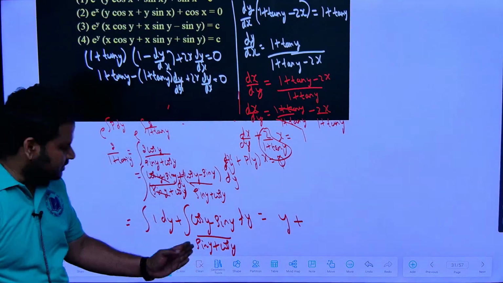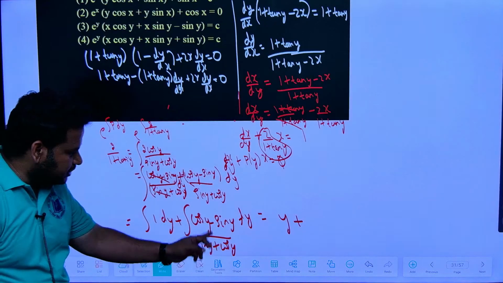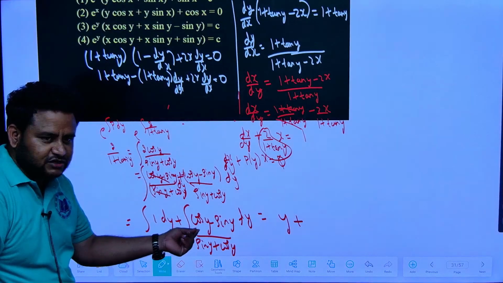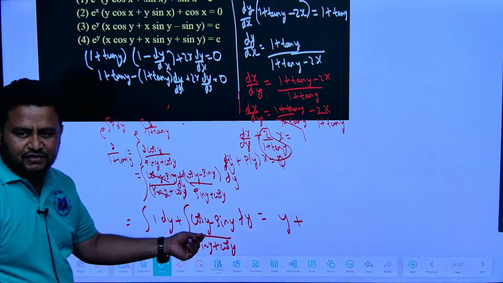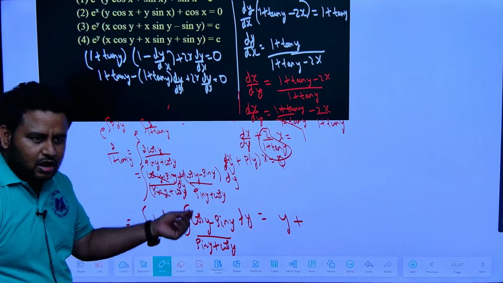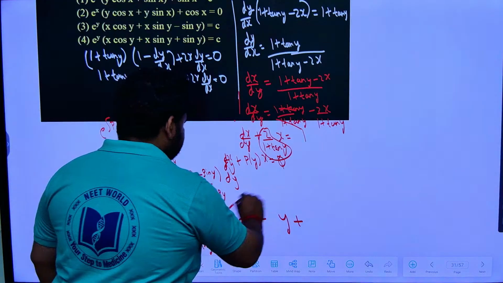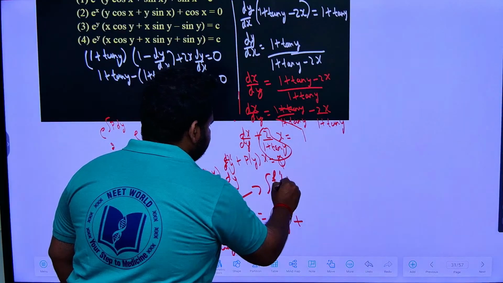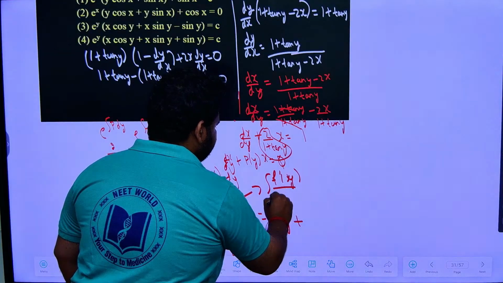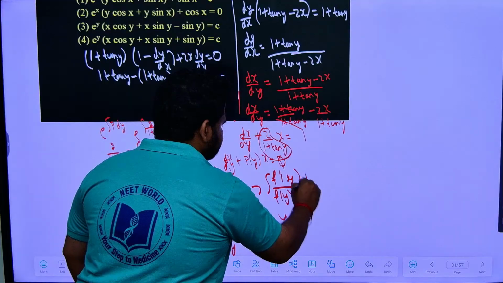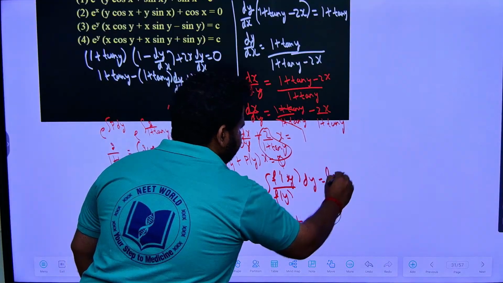See, the integral of sin y is cos y, the integral of cos y is minus sin y. The integral of f dash of x by f of x is what? Log f of x. So this is the integral of f dash of y by f of y dy. That is log f of y.